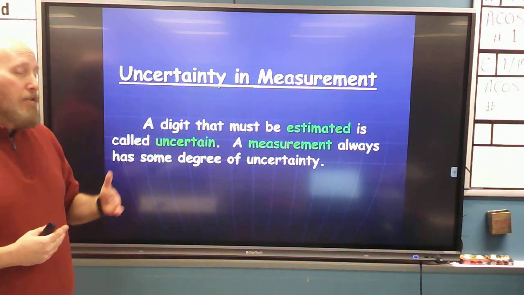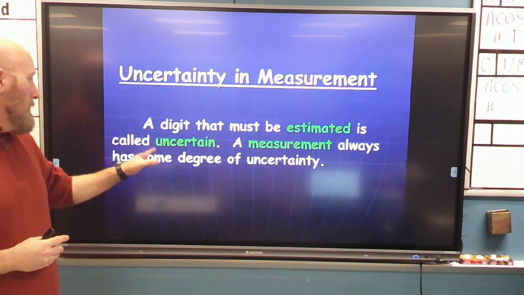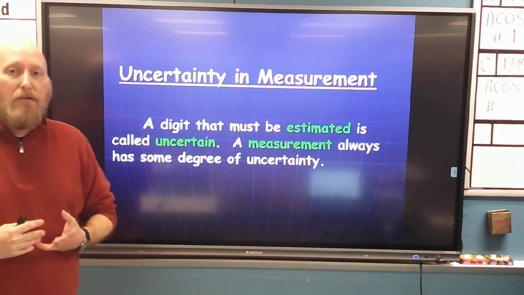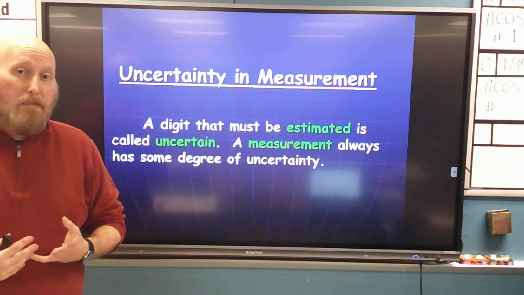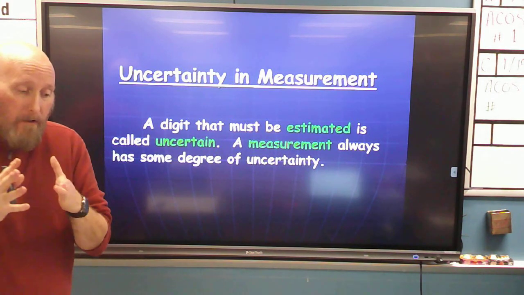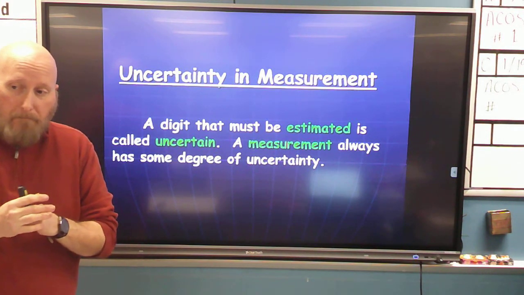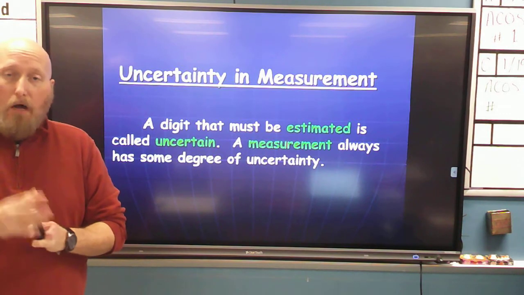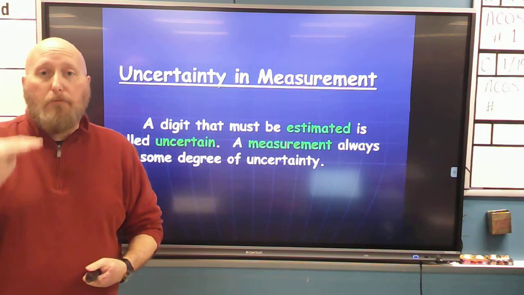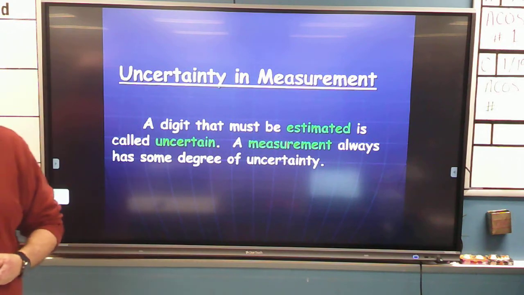So here's the thing though. Every time we take a measurement, there's always going to be some degree of uncertainty. Always, okay? So it doesn't matter if it's a big number or a small number. We're never going to be completely 100% sure what that number actually is, okay?